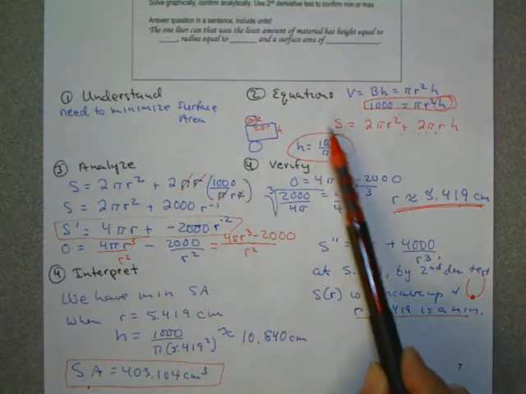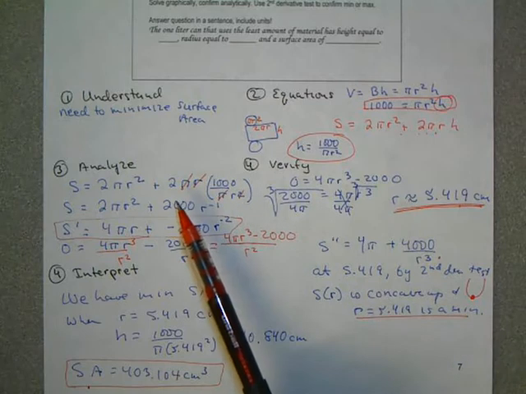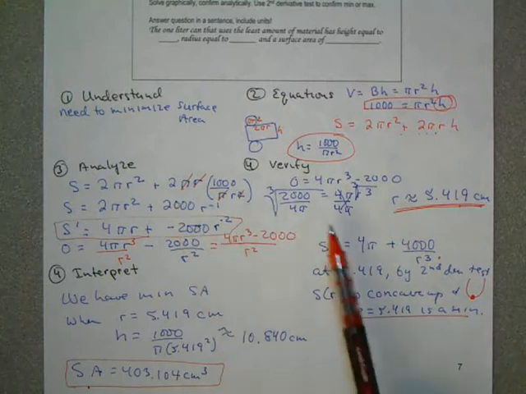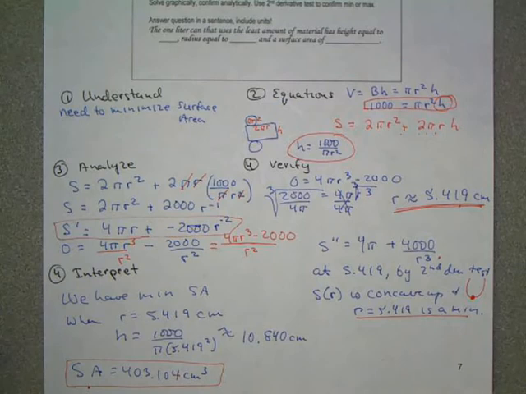So our process every time: understand the problem, write your two equations, put them together, analyze the equation to be maximized or minimized, verify it using the first or second derivative test, and then interpret your answers.